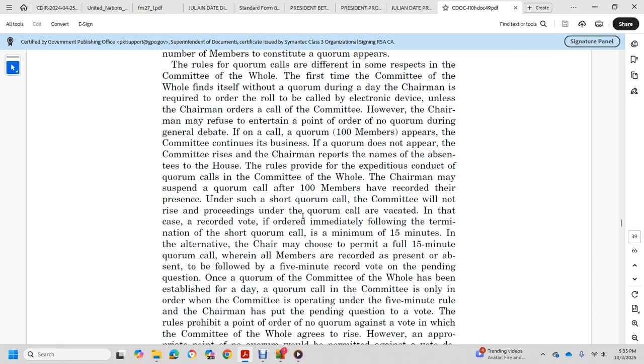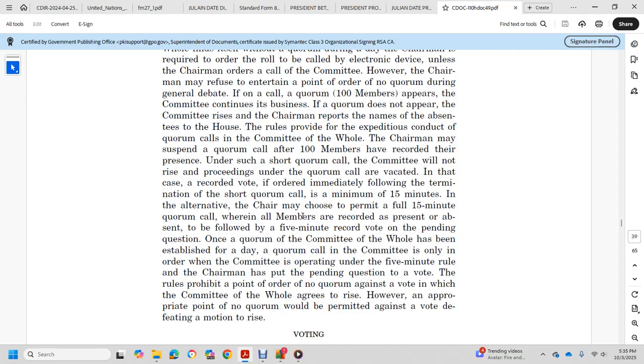Once a quorum has been established for the day in the Committee of the Whole, the committee operates under the 5-minute rule. When the chairman puts the pending question to a vote, the rules prohibit a point of order of no quorum against the vote in which the Committee of the Whole agrees to rise. However, an appropriate point of no quorum would be permitted against the vote on the defeat of the motion to rise.